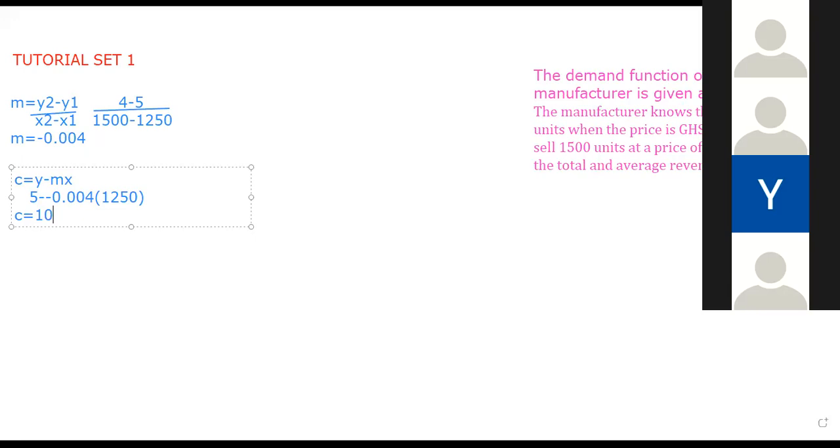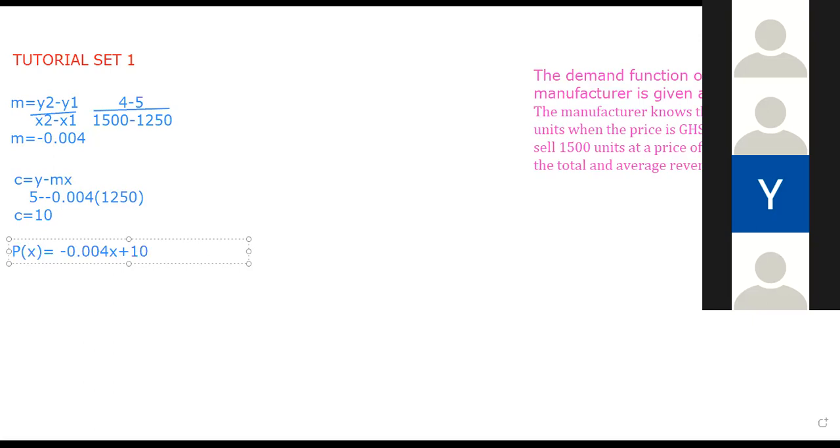So having our C and the M, you just slot them into the P of X equal to AX plus B. The A is the M and the B is the C. So P of X is equal to -0.004X plus 10. Okay, so that is the price function.